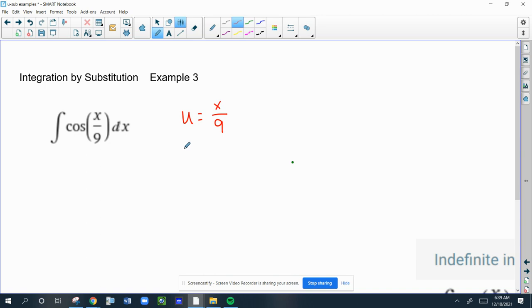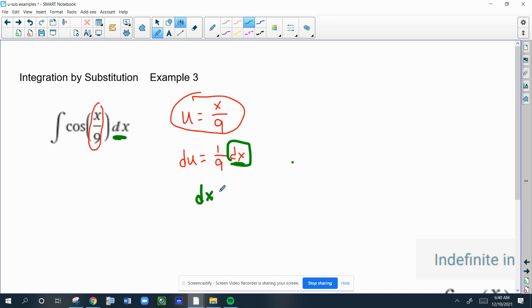So the next step, as always, is to choose du, and the derivative of x over 9, or 1/9 x, is just 1/9 dx. So looking at my function, this is going to be u. The other thing I need to figure out is what is dx? Well, that's right here. From this equation down here, if I just multiply both sides by 9, dx equals 9 du.